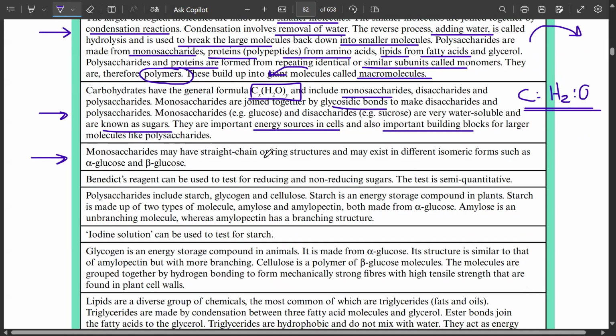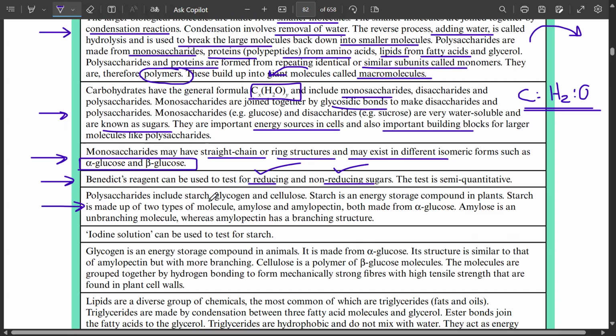Monosaccharides may be straight chain or ring structures, and they may exist in different isomeric forms, such as glucose has two isomers, alpha glucose and beta glucose. In alpha glucose, the OH is below the plane, and in beta glucose, the carbon number 4 OH is above the plane. Benedict's reagent can be used to test for the reducing and non-reducing sugars. Reducing sugars include monosaccharides and disaccharides. Non-reducing sugars include your polysaccharides, which do not show the color change.